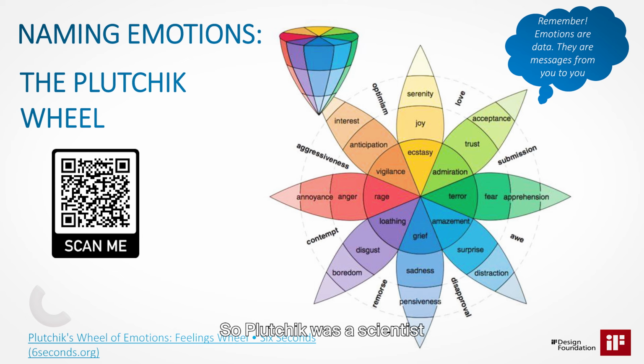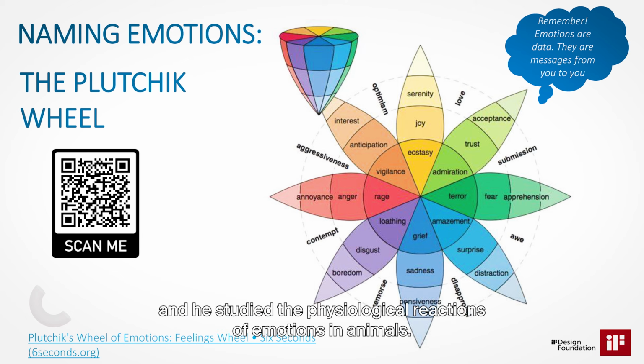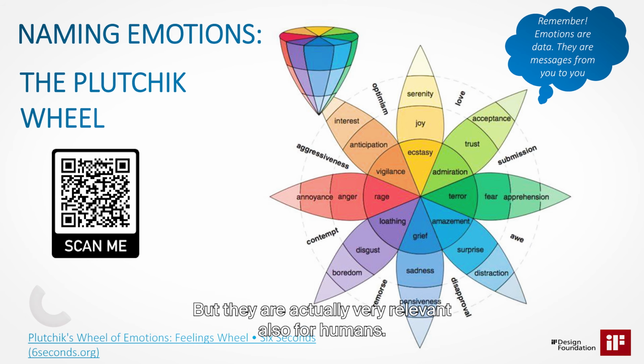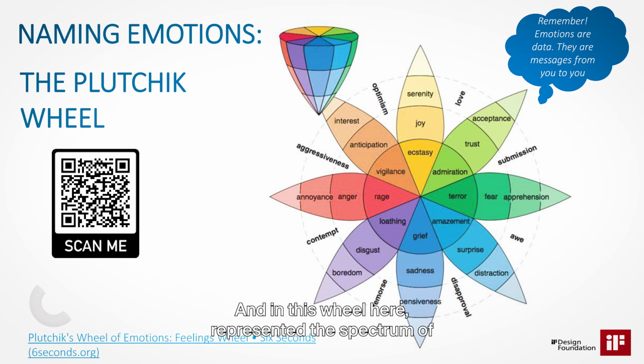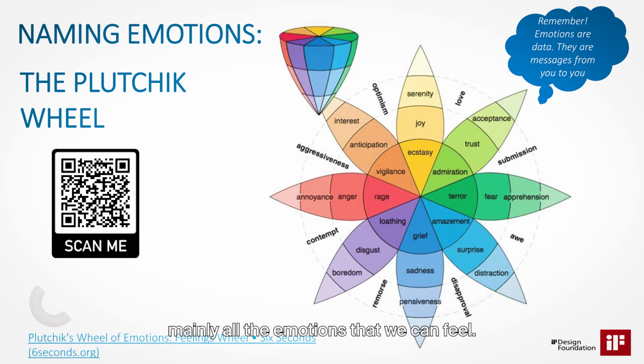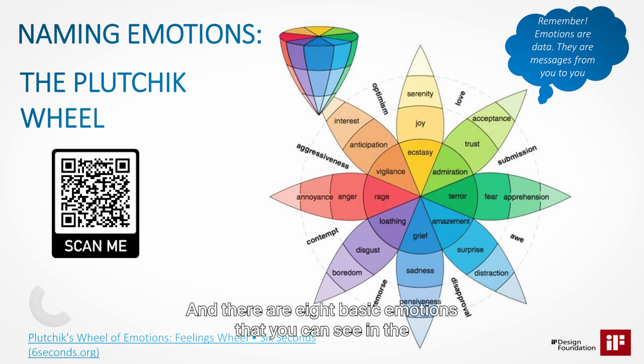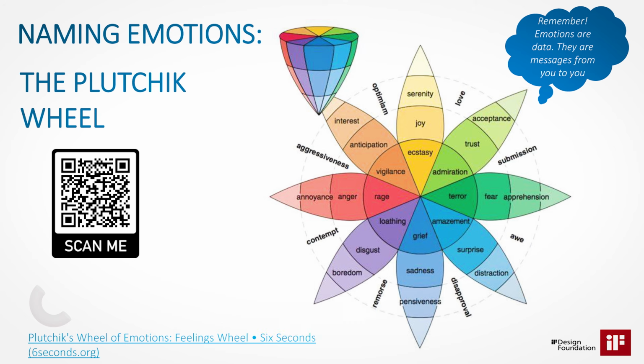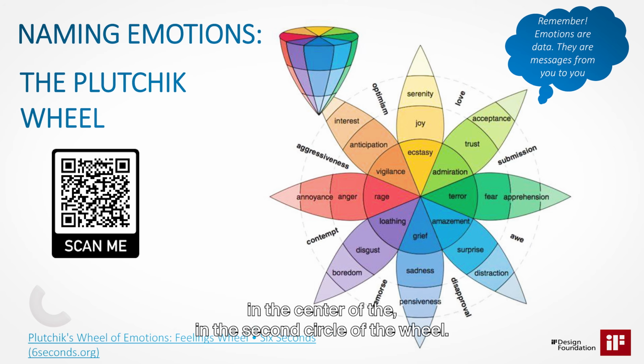So Plutchik was a scientist, and he studied the physiological reactions of emotions in animals, but they are actually very relevant also for humans. And in this wheel, he represented the spectrum of mainly all the emotions that we can feel. And there are 8 basic emotions that you can see in the second circle of the wheel: joy, trust, fear, surprise, sadness, disgust, anger, and anticipation.